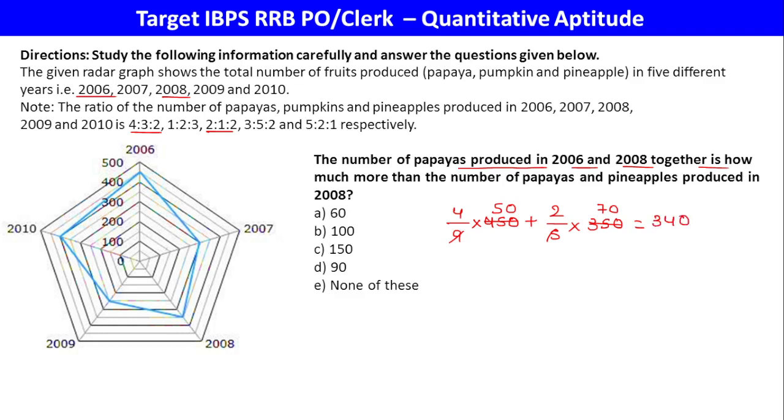Then next, is how much more than the number of papaya and pineapple produced in 2008? Papaya and pineapple means first and fourth, 4 parts out of total 5 parts. In 2008, total 350, right? 5, 7 times, 4, 7 times 28, 280. Difference is 60. Option A is the final answer for this question. They are asking the difference, how much more, 60 more than this. Next question.